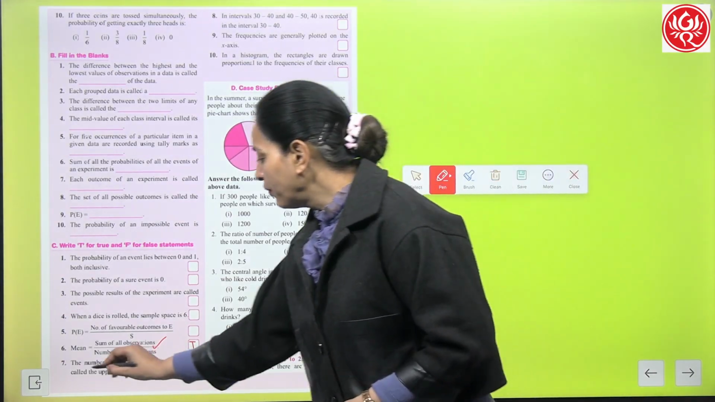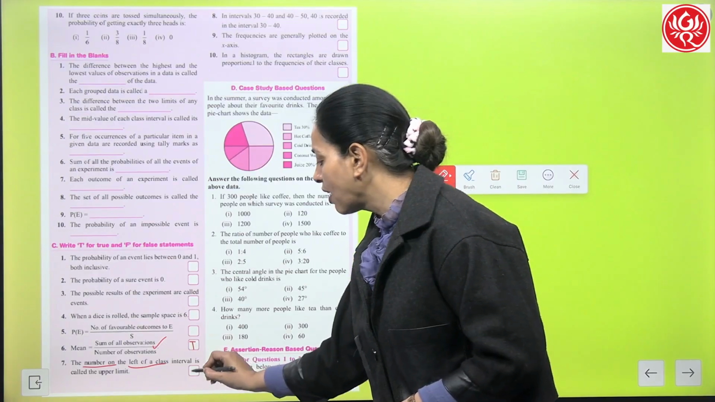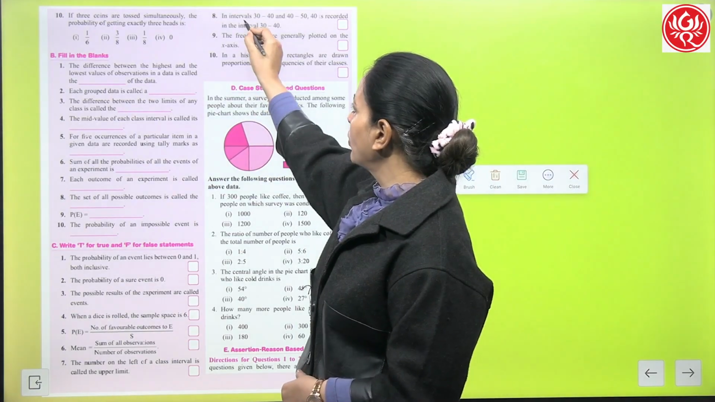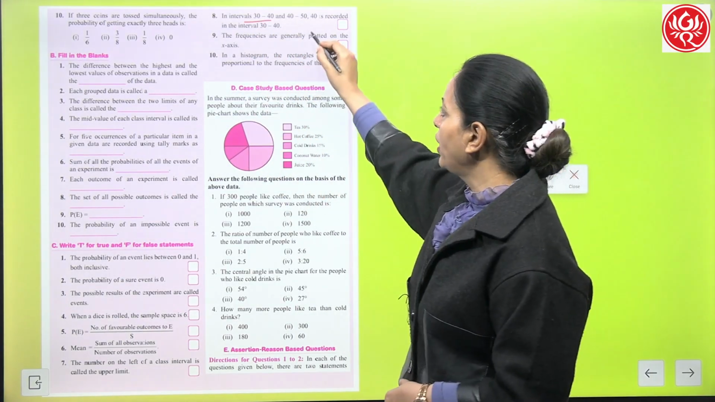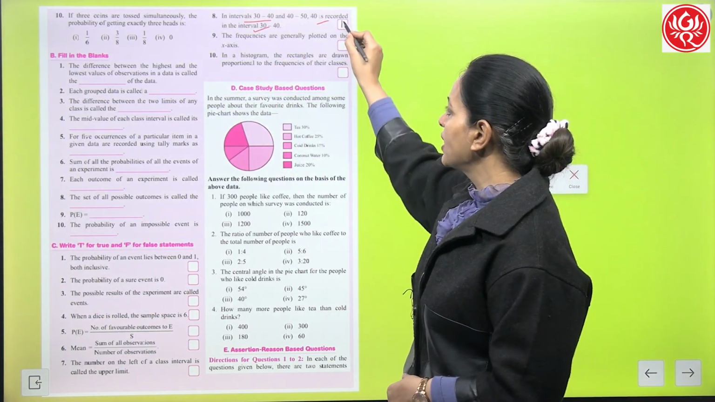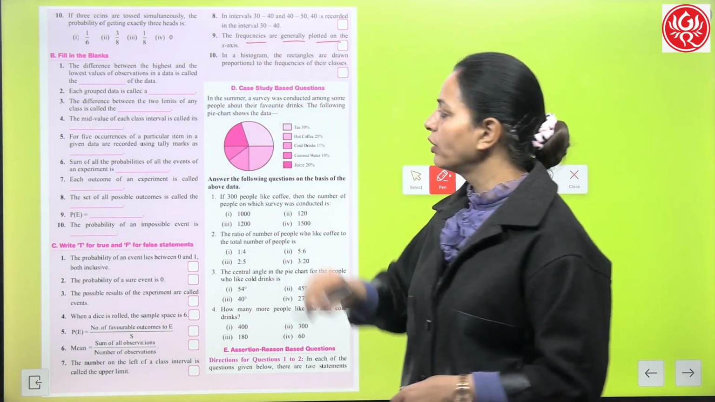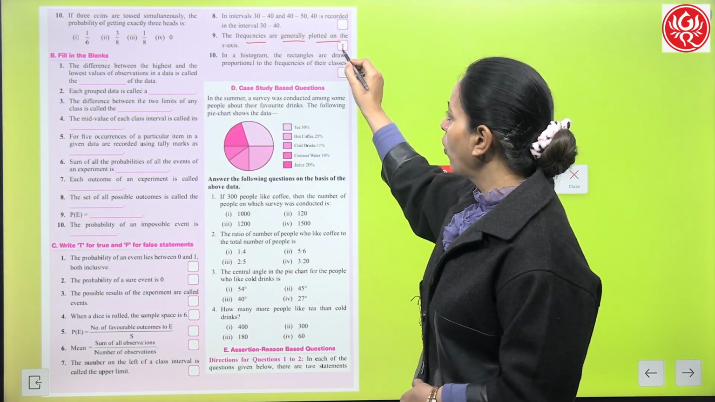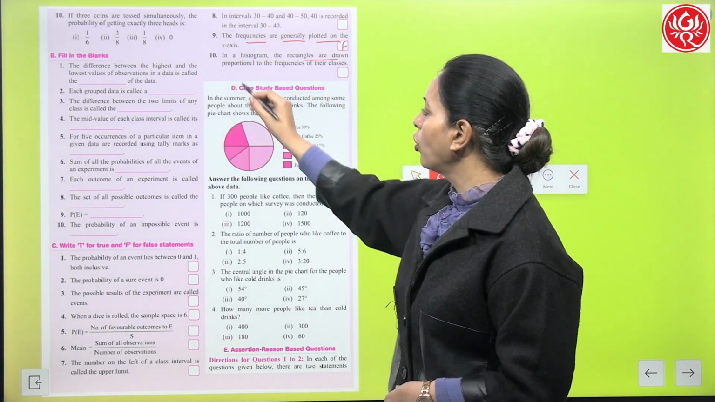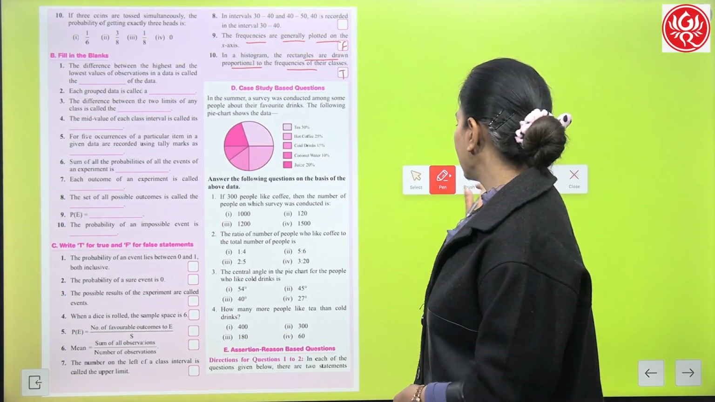And the seventh one, the number on the left of a class interval is called the upper limit. No, this is the lower limit. So this is false. Okay, now the eighth one, in intervals 30 to 40 and 40 to 50, 40 is recorded in the interval 30 to 40. No, this is false, right? The ninth, the frequencies are generally plotted on the x-axis. No, we take them along the y-axis. The 10th one, in a histogram, the rectangles are drawn proportional to the frequencies of their classes. So yes, this is true.